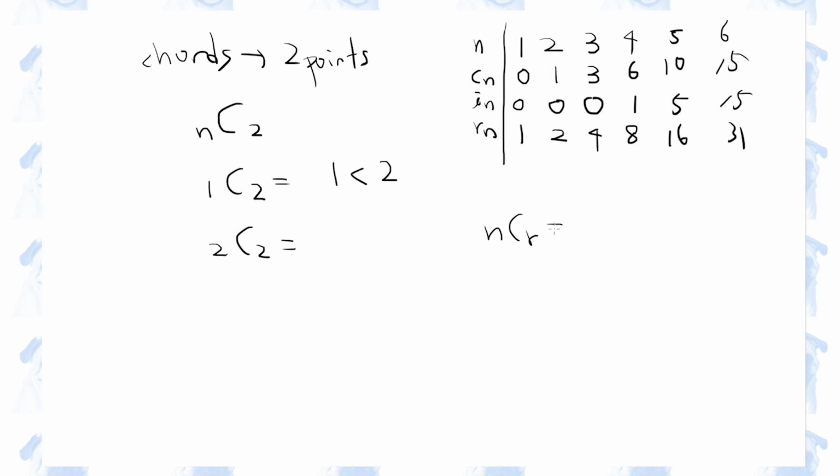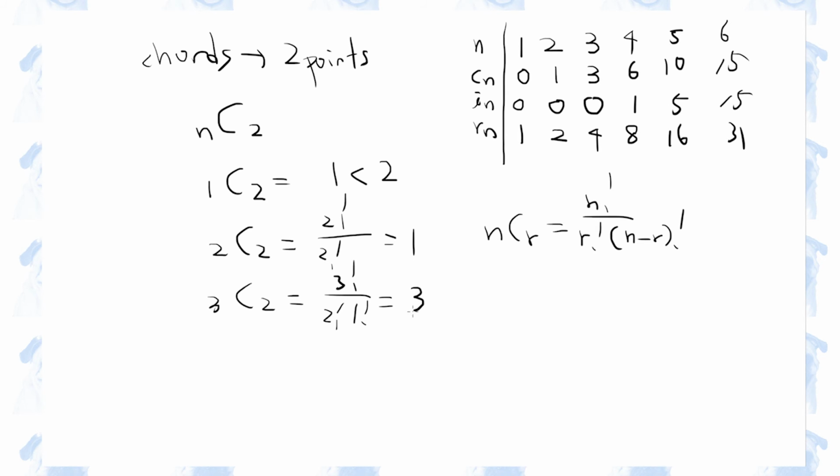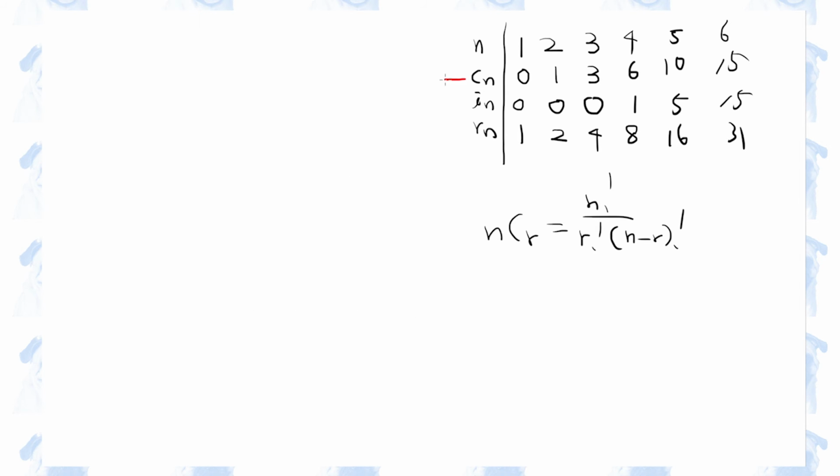n choose r is n factorial over r factorial times n minus r factorial. So 2 factorial over 2 factorial times 2 minus 2 factorial is 0, so we can ignore that. 2 factorial over 2 factorial is 1. 3 choose 2 is 3, and so on. So the general term for C sub n is n choose 2, which can be written like this.